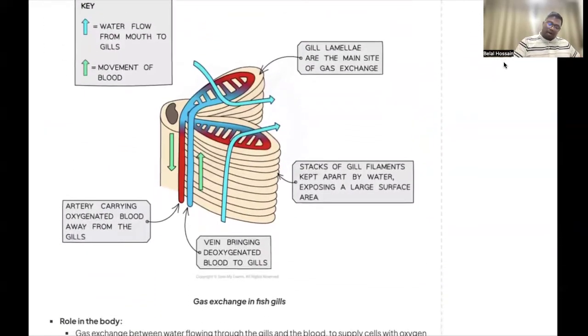This is from a fish. Fish have gills, and those gills have blood vessels.